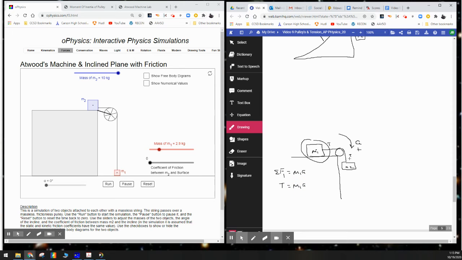Over here, we're going to focus on this part right here. All the forces are going to act on this point right here, so we'll put it right here. Free body diagram. We have here M2G, like so. And what's going up is tension, like that. Tension going up. All right, so going down is positive, going up is negative. So when we do our sum of the forces on system 2, it's going to equal M2A, like so.